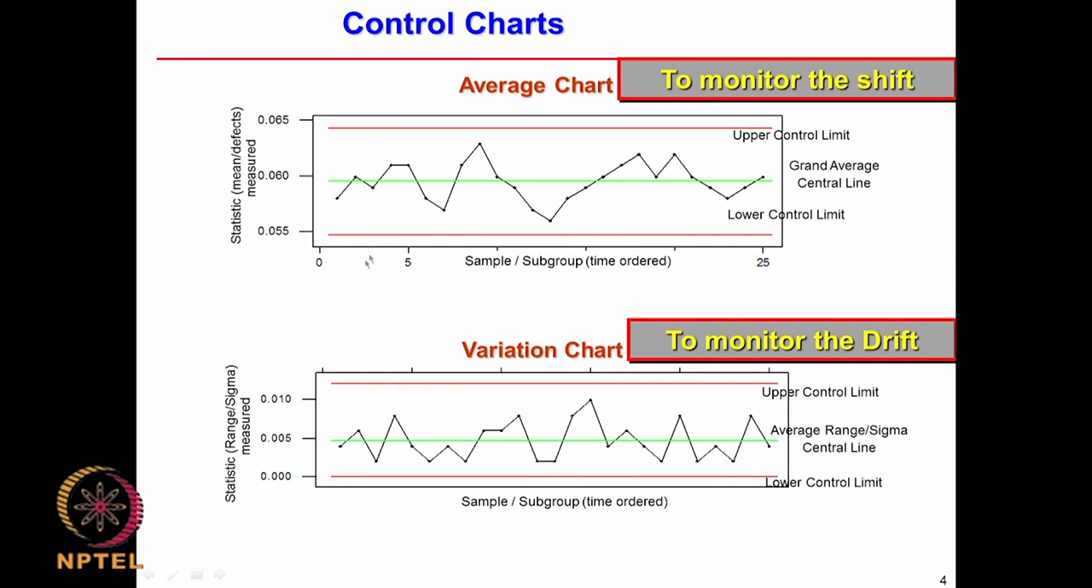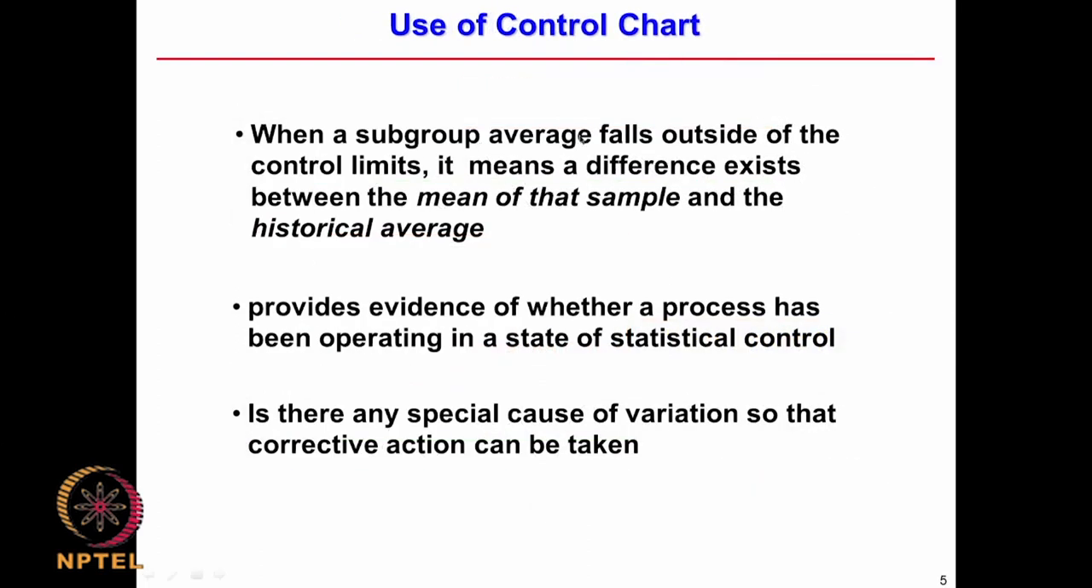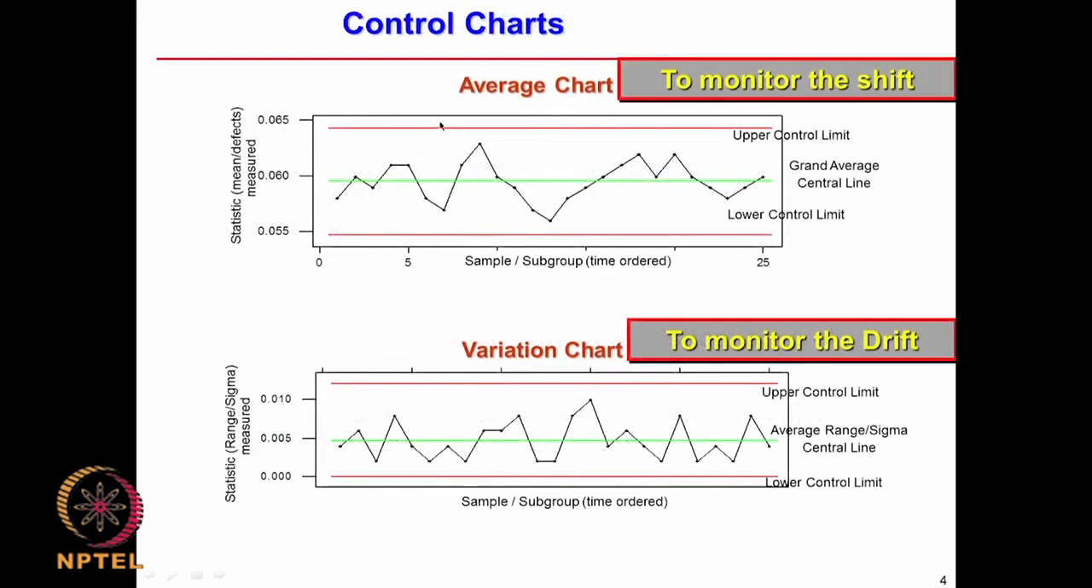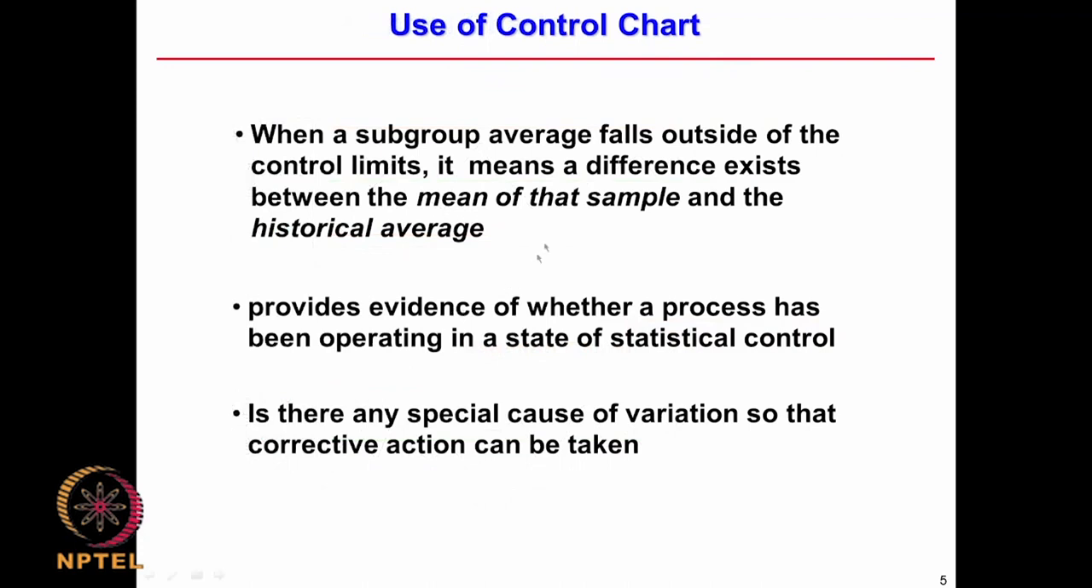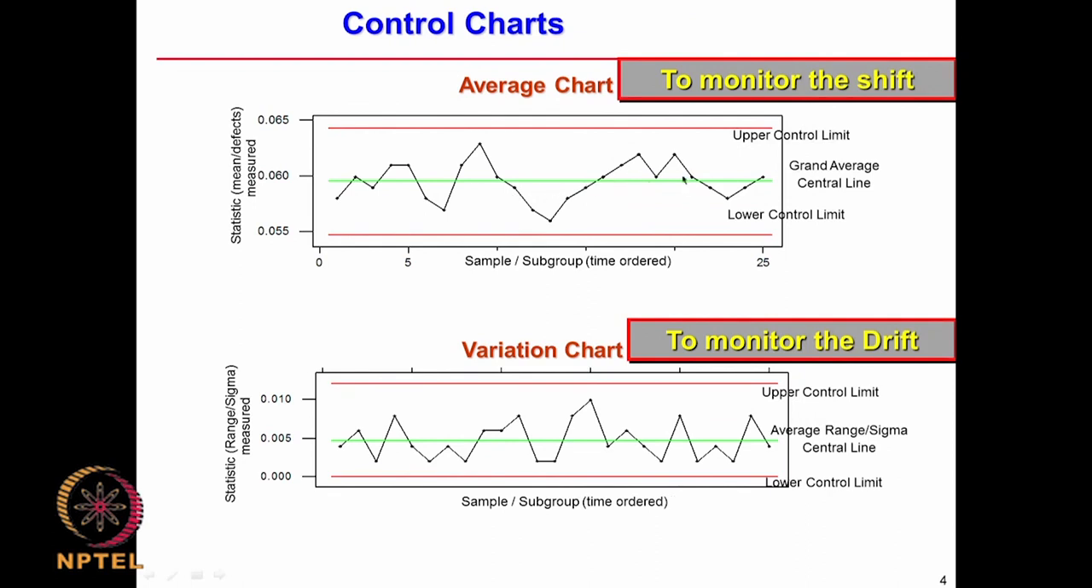Like I said, it could be every day, every 12 hours, every week, or every 6 hours, depending upon how I am doing my sample collection and how important the x axis is. So, when a subgroup average falls outside of the control limits, so if there is a data point coming here, then I should get worried. It means a difference exists between the mean of that sample and the historical average. It gives you evidence of whether a process has been operating in a state of statistical control. So, if it is all lying within the limits nicely, obviously we can say it is within statistical control.